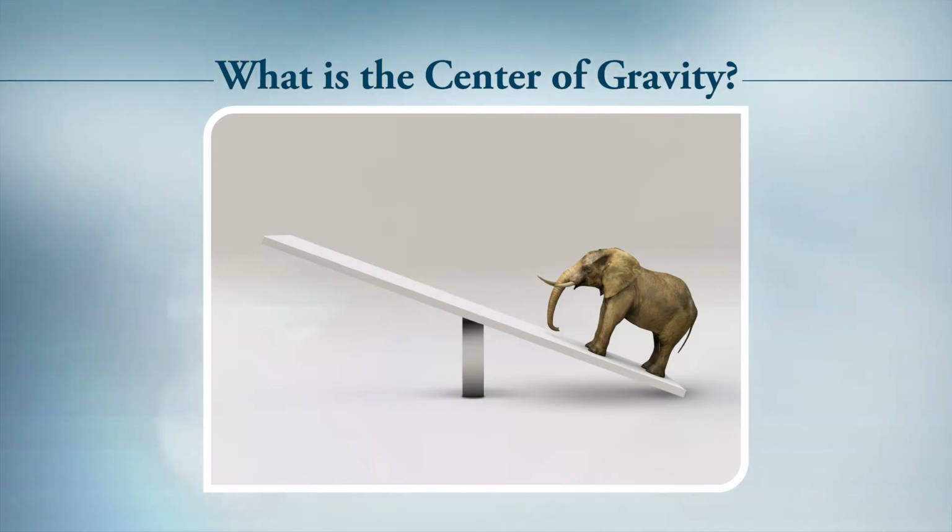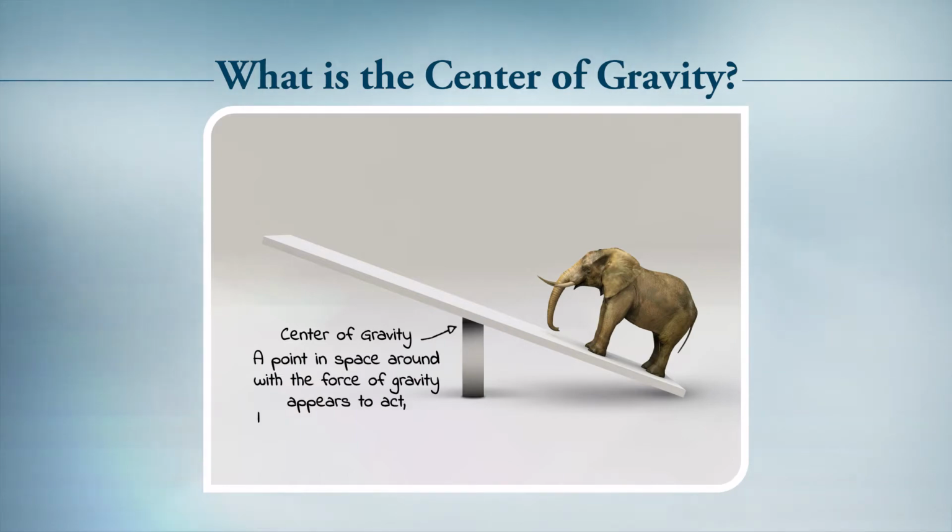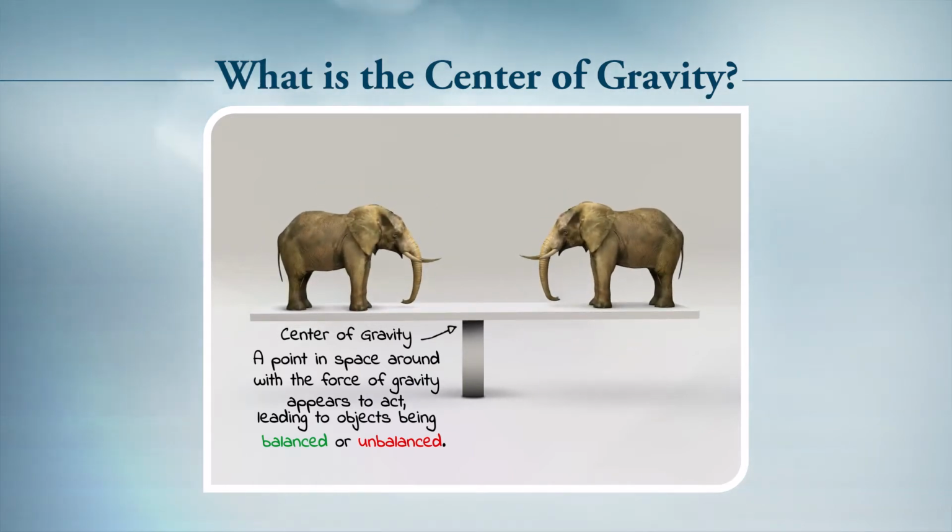The seesaw rotated around the pole in the ground at the midpoint. That pole serves as the seesaw's center of gravity, a point in space around which gravity acts. If the objects were the same size and mass, two elephants for example, then the seesaw would be balanced and not rotate. That balance and lack of rotation is what scientists and engineers aim for when they design objects.